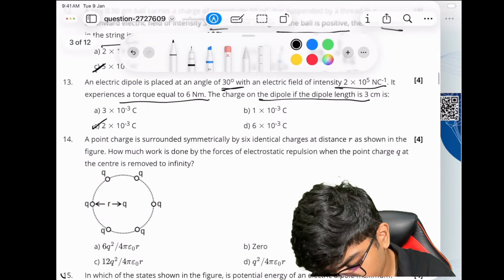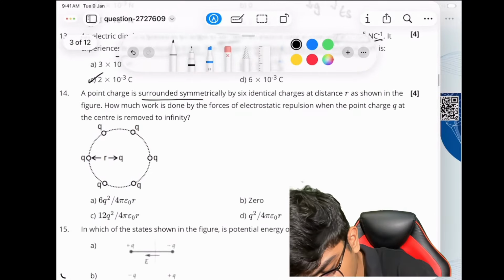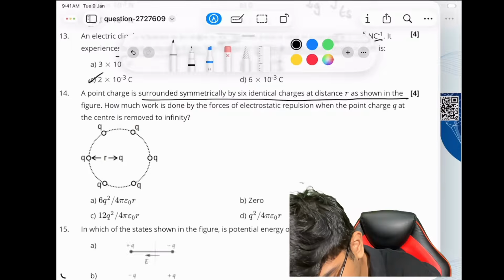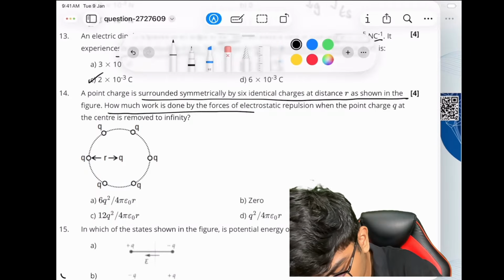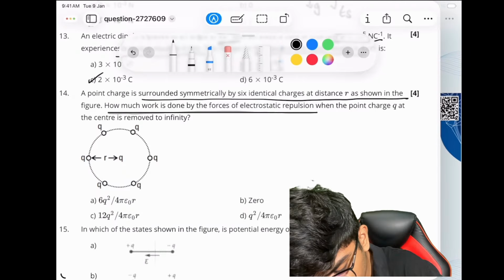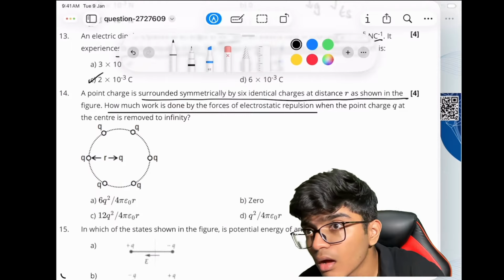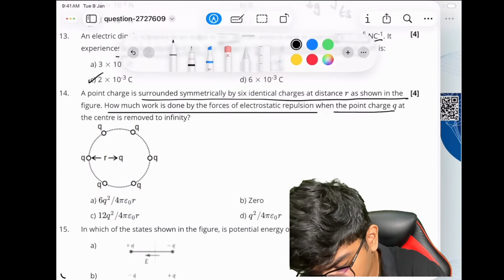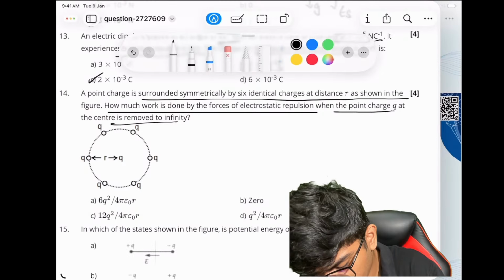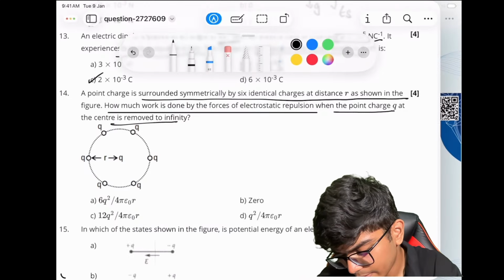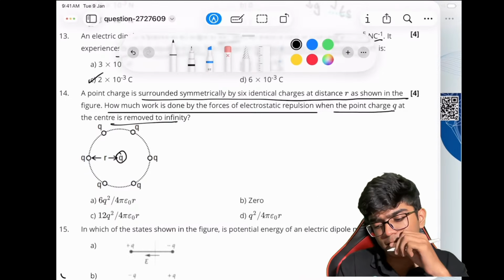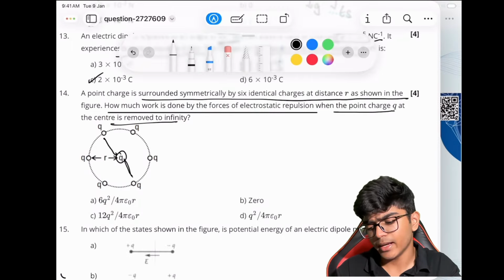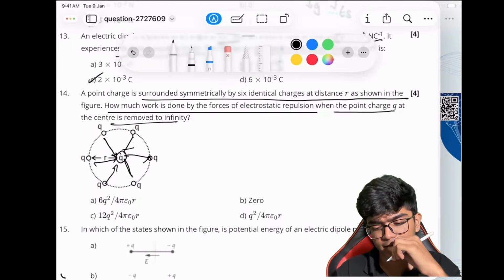Fine. A point charge is surrounded symmetrically by 6 identical charges at a distance r as shown. How much work is done by the forces of electric repulsion when the point charge q is moved from the center to infinity? Since the charges are arranged symmetrically, the field acting on it is 0.